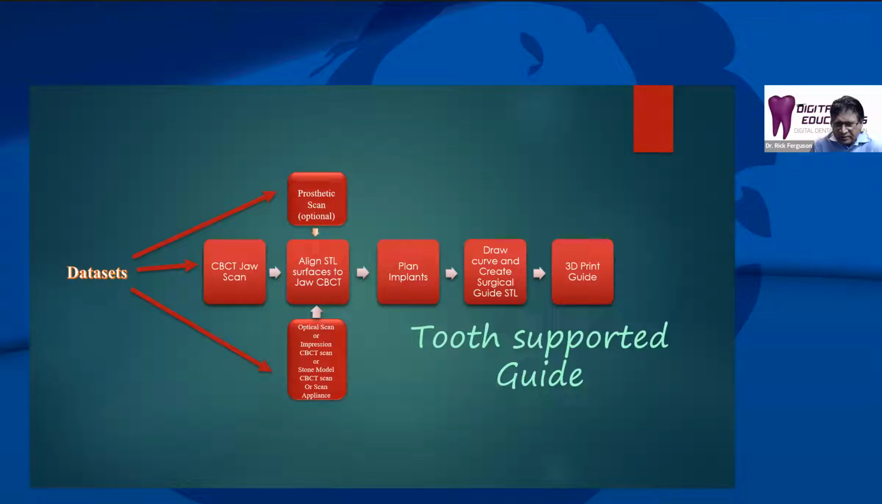We're aligning that with an optical scan, what we call a defined scan, either from an intraoral scan, or an impression that we can scan in a CBCT, or a stone model that we will scan in a CBCT. We align those, plan our implants, draw a curve to create the surgical guide, and print that.